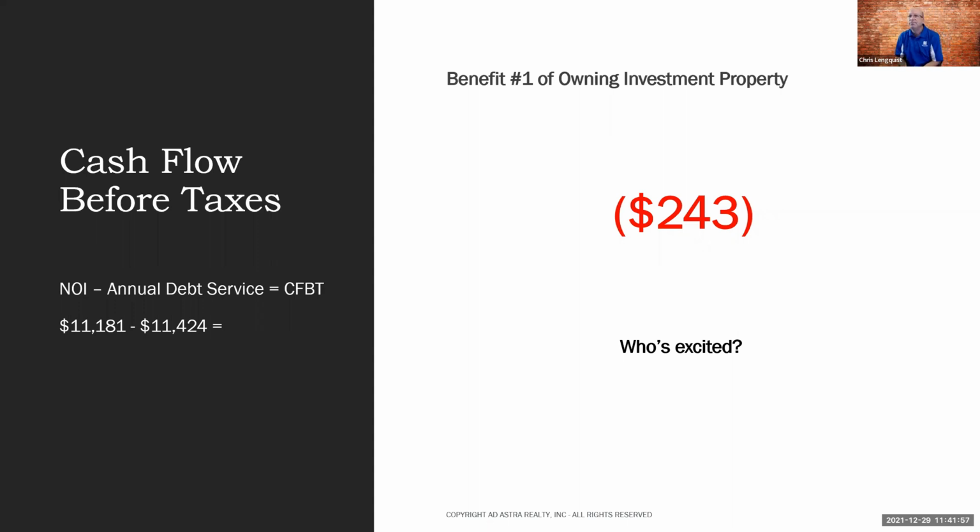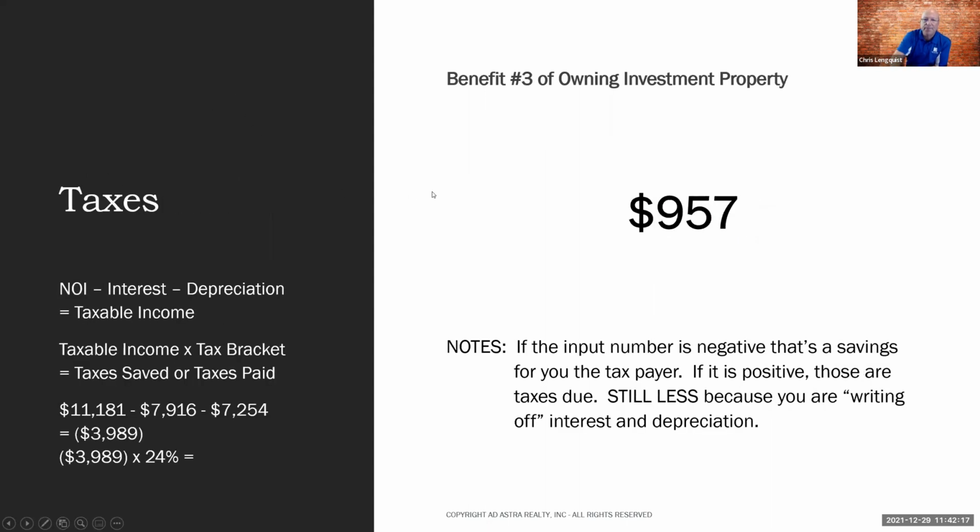Maybe you could talk to your property manager about getting another $25 a month for rent. Then you'll take care of it. But we'll figure this out. So your cash flow before taxes, which is your benefit number one of rental properties, is minus $243. So let's go to the next.